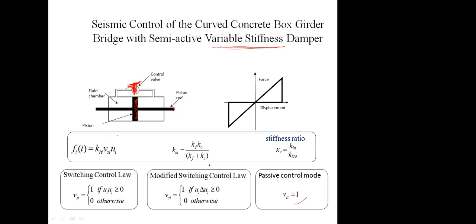Whereas otherwise, if you use the switching control law or modified switching control, the velocity difference in an adjacent node is greater than or less than 1, U into U, that will give the value of the VSI force. According to that, the forces are generated in these two nodes, and we can say that the forces act actively in the structure, and they dissipate the energy.